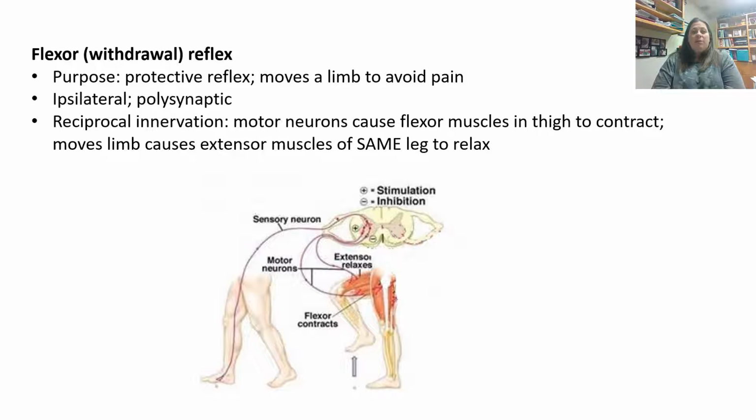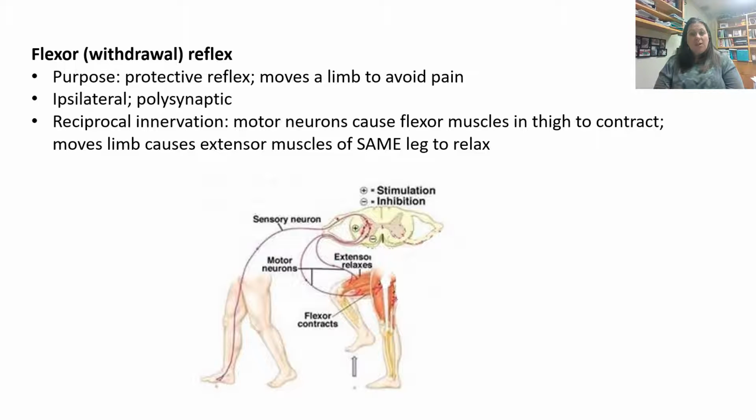A flexor withdrawal reflex, the purpose is to be protective. It's going to help you move a limb to avoid potential pain. These are going to be ipsilateral and also polysynaptic, so they're going to be on the same side. Now, reciprocal innervation is going to use motor neurons to cause the flexor muscles in the thigh to contract, in this case, which moves the limb, causing the extensor muscles of the same leg to relax. So it's allowing you to pull your foot up.